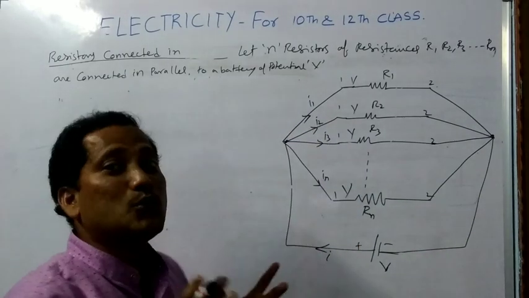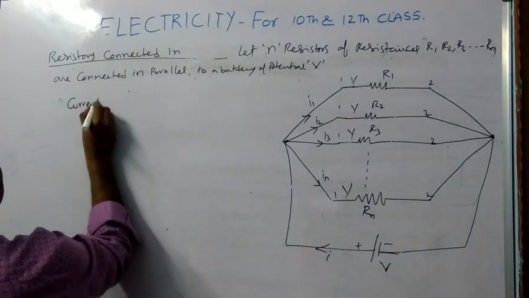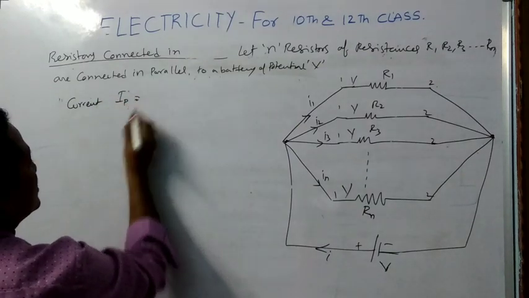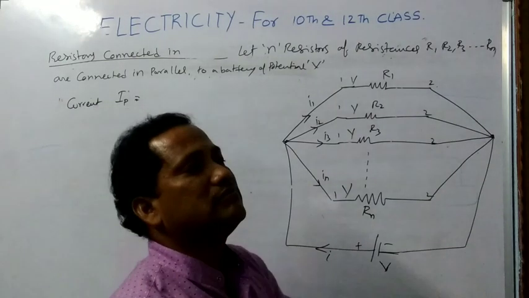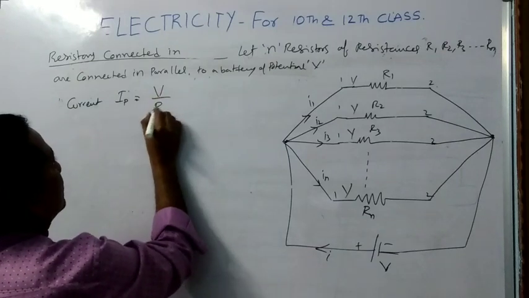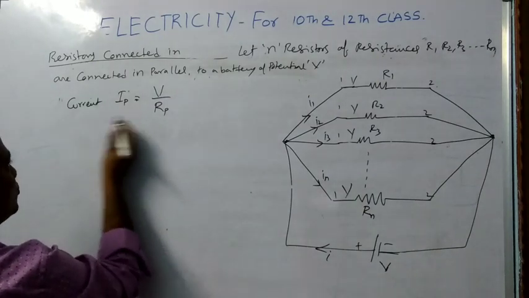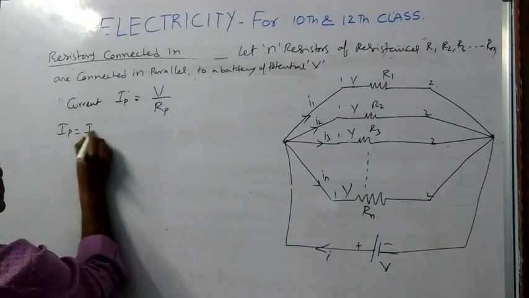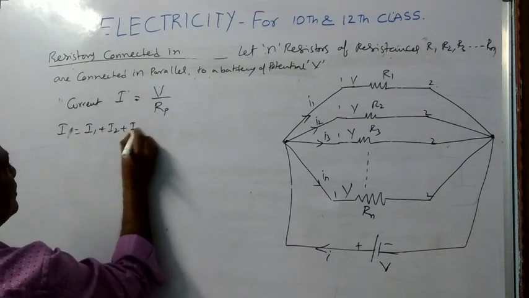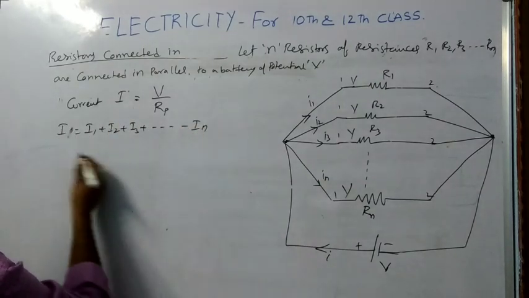Now I want to find the total current. So what is the general formula for the current here? Current I parallel, Ip, is equal to, what is the formula? V is equal to IR. V is equal to IR. I is equal to V by R. Parallel means Rp. Potential is constant, so total current Ip is equal to I1 plus I2 plus I3 plus dash plus In. As we know the formula, apply here.